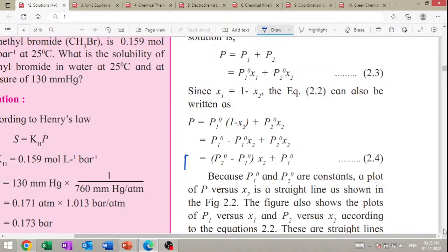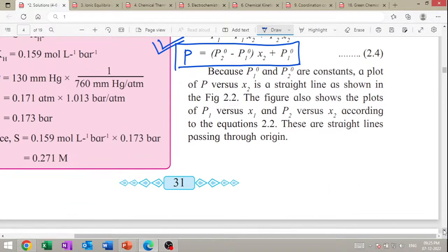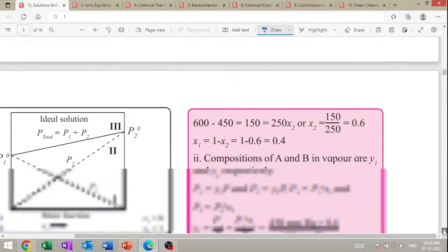P is equal to. Yes, this is the final equation. Okay, this is very important.